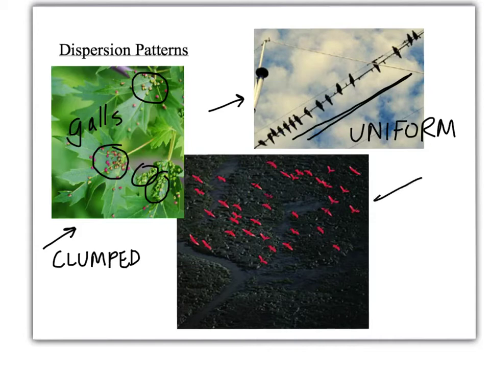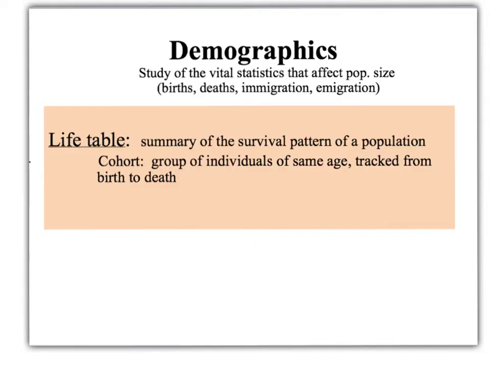And then this last picture right here is, I think, flamingos migrating. And you can see there's not really clumps of flamingos, and some are spaced farther apart than others. So it's not clumped. It's not uniform. We call this dispersion pattern random. Again, all of these names really make sense. They really describe what's going on with that dispersion pattern.